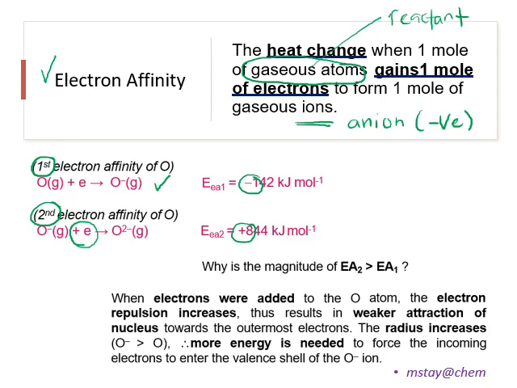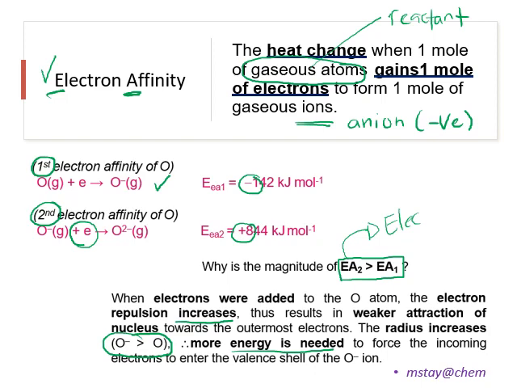So why is the magnitude of EA2 greater than EA1? EA is the short form for electron affinity. When the electron is added to the oxygen atom, the electron repulsion increases, resulting in weaker attraction of the nucleus towards the outermost electrons. The radius increases, O- is larger than O, so more energy is needed to force the incoming electron to enter the valence shell.